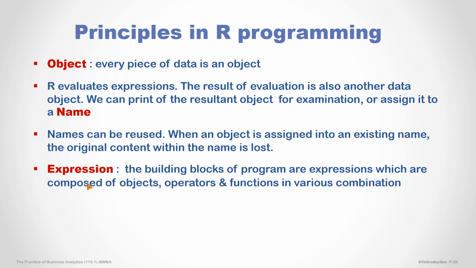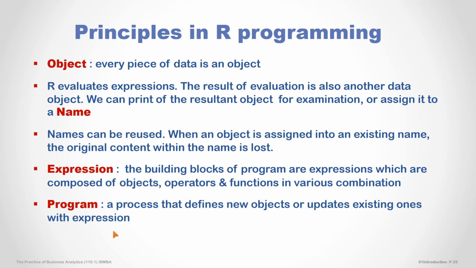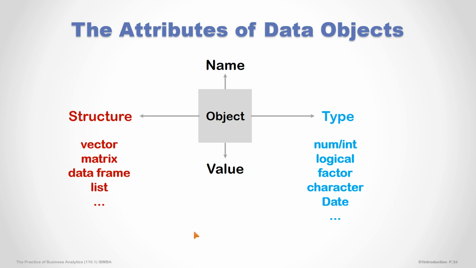Therefore, in R, we can define objects by expression, and that new object can be used in another expression to define yet another object. So what we mean by programming is actually a process that defines new objects or updates existing objects with expressions. So these simple principles, together with the data types and data structures that you will learn in your homework assignment, should be good enough for you to get started with R programming. And that is what we want to do in our second week.